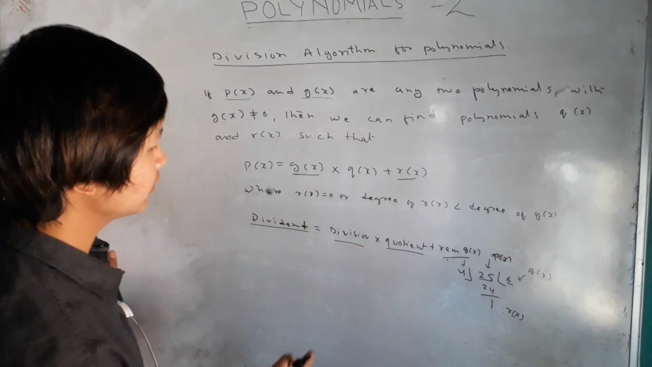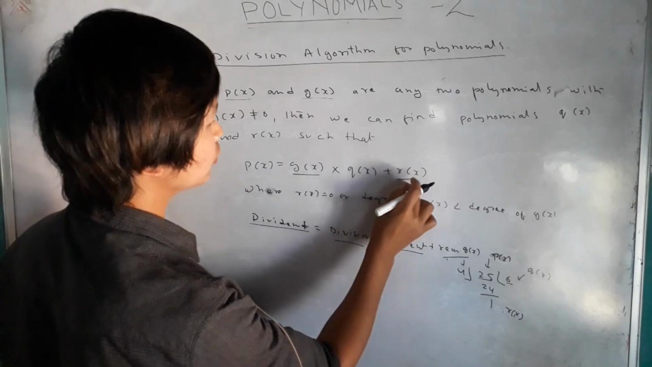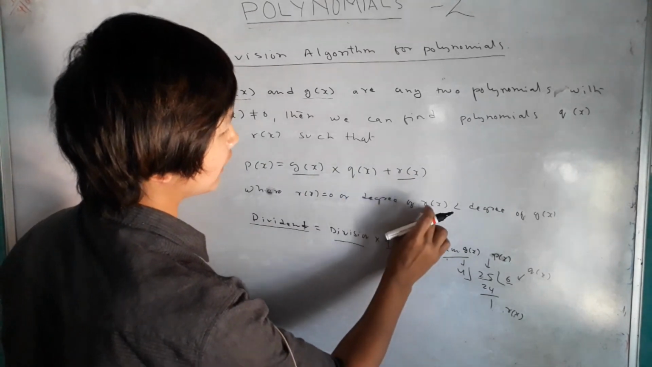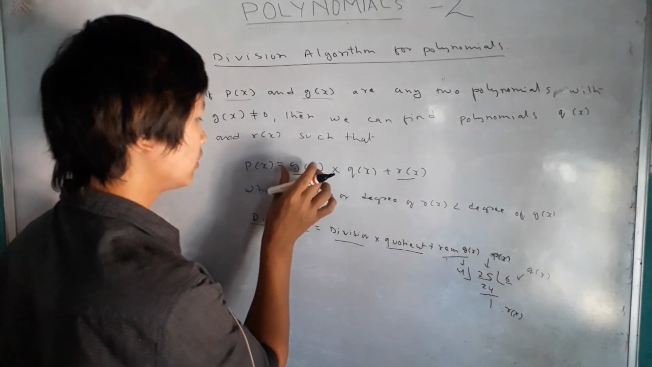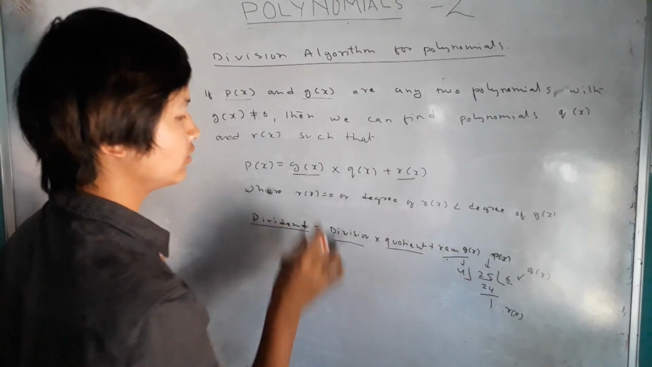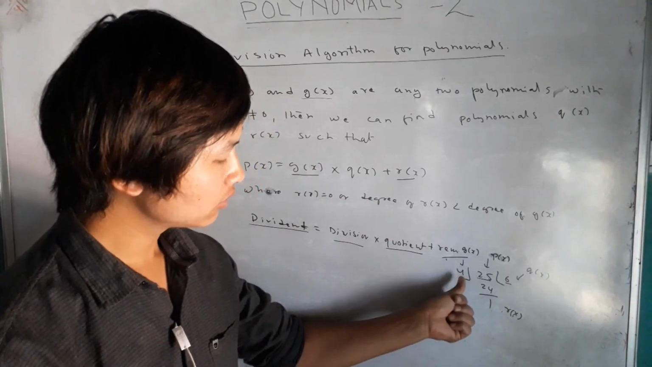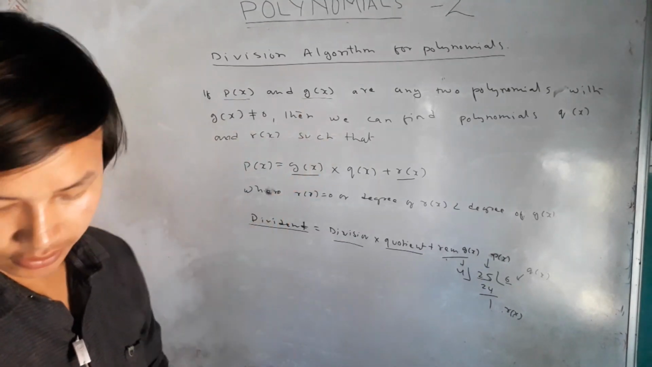Where r(x) equals 0, the remainder can be 0, or the degree of r(x) is less than the degree of g(x). It should be lesser than the divisor. In a similar manner, the remainder is lesser than the divisor. This is the normal definition.